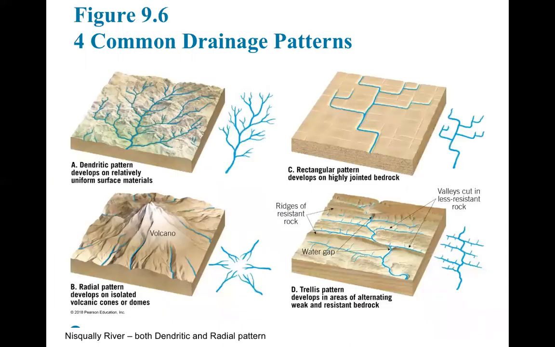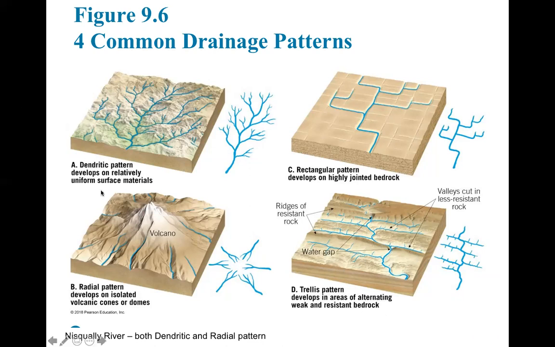All right. We have four main drainage patterns. The first one here is called dendritic. This is probably what you're most familiar with. This is most river systems around us here in the Pacific Northwest.